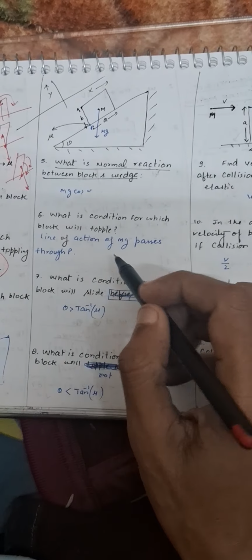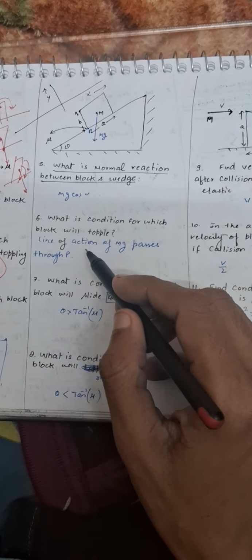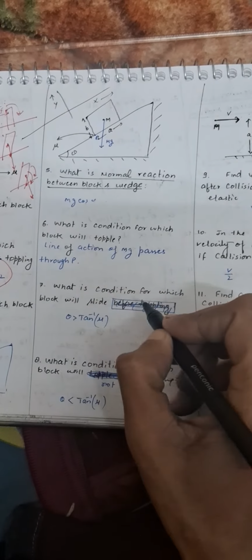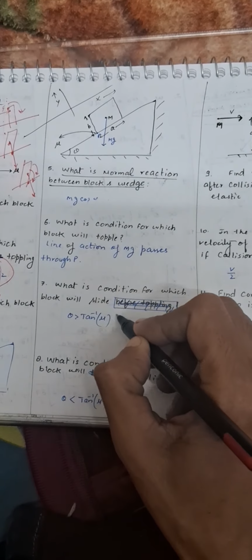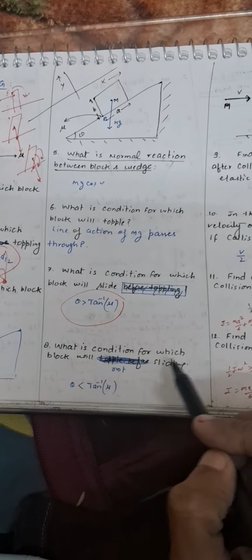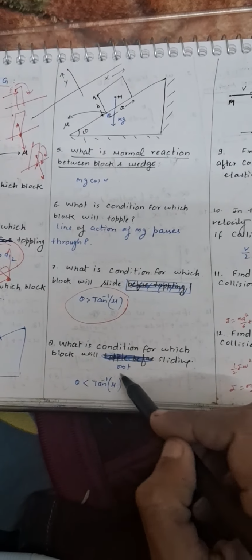And for which the block will topple, the line of action of mg should pass through the contact point P that I explained earlier. Next is, what is the condition for which the block will slide? For sliding, theta should be greater than tan inverse of mu. Next is, what is the condition for which the block will not slide? Theta should be less than tan inverse of mu.